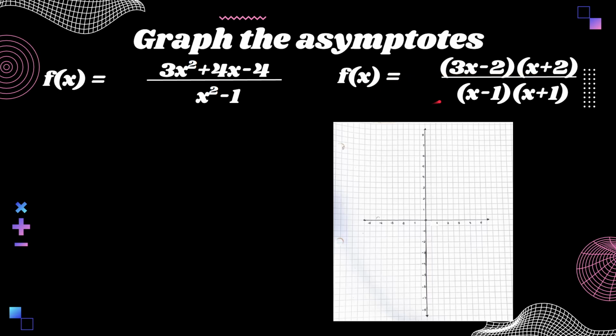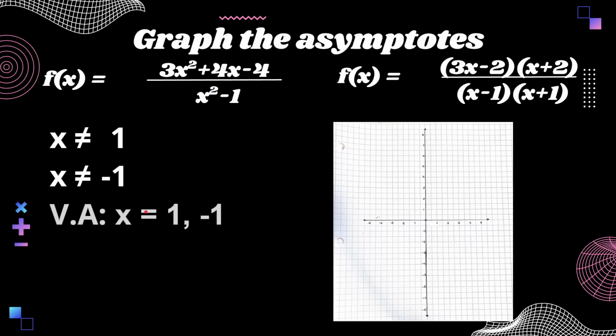And my second step is always to state any restrictions, in which x cannot equal 1 and x cannot equal negative 1, as it will create a denominator of 0, which will give me an undefined function. My third step is to simplify, however this is already in its simplest form. My fourth step is to figure out my vertical asymptotes, in which they are the exact same as my restrictions because they occur when my graph is undefined.